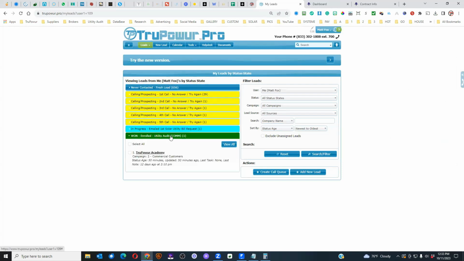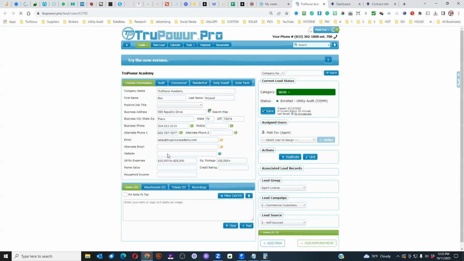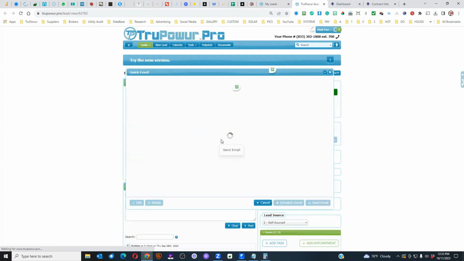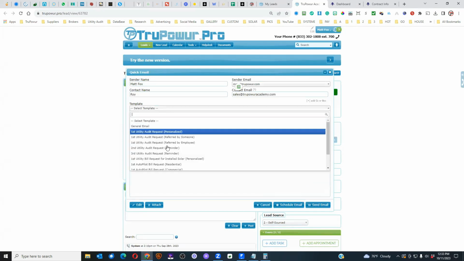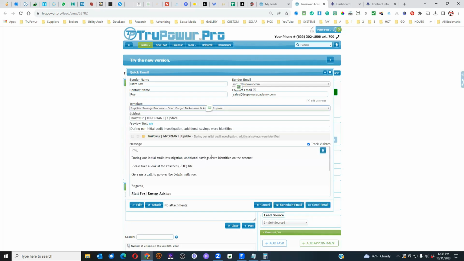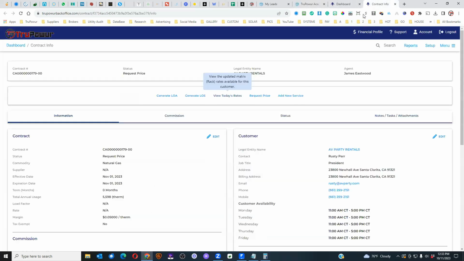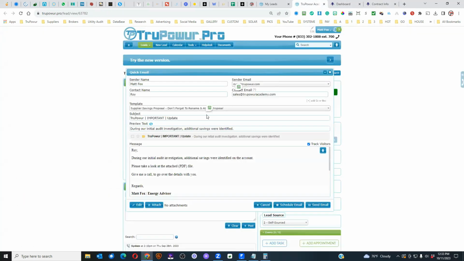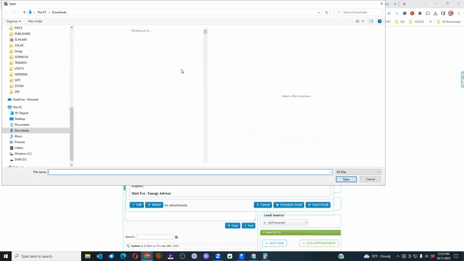And if this were the customer, you just would pull their information up, click on email, and from here you can select the template that says supplier savings proposal. Don't forget to rename the proposal. So when I attach it, the name of this customer is AV Party Rental. So if I copy that, I'm going to attach that, and then I am going to open that.